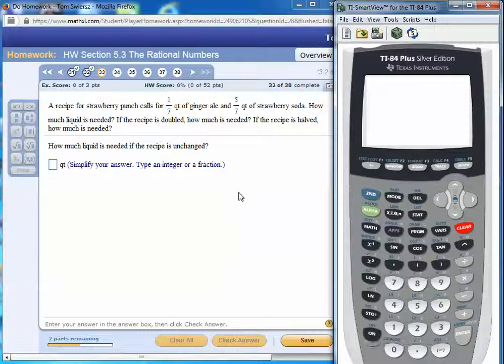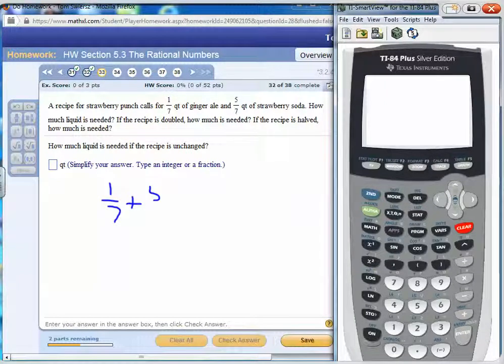Probably faster with paper and pencil since it's a common denominator. 1/7 plus 5/7, we've got 7s. 1 plus 5 is 6/7. Okay, so we need 6/7 quarts.